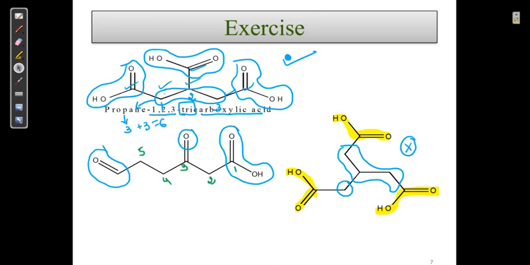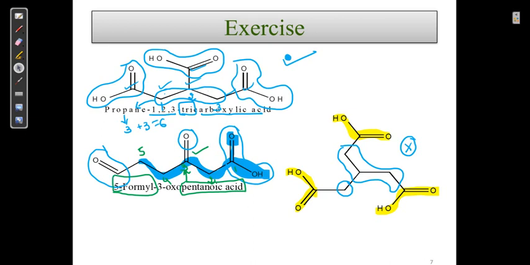You have to stop here, because that much only you are taking in the word root. The remaining is all substituent, and that you have to arrange alphabetically. So what is that? Pentanoic acid. This is pentanoic acid. Now there are two positions, third and fifth. This is known as fifth. 5-formyl. Formyl is nothing but the prefix used for aldehyde. And this is 3-oxo, is it?